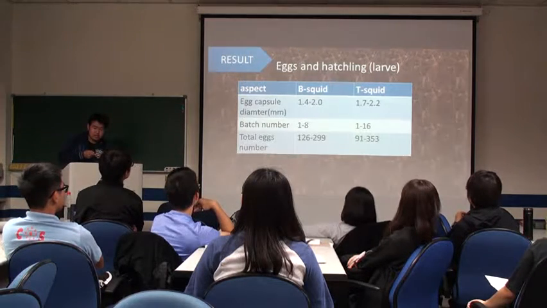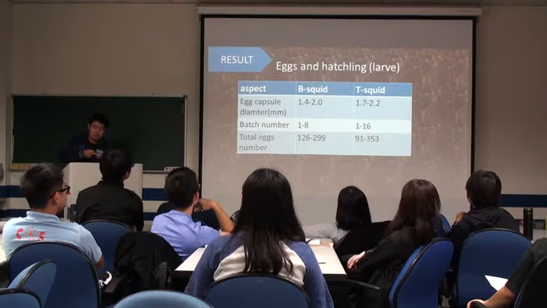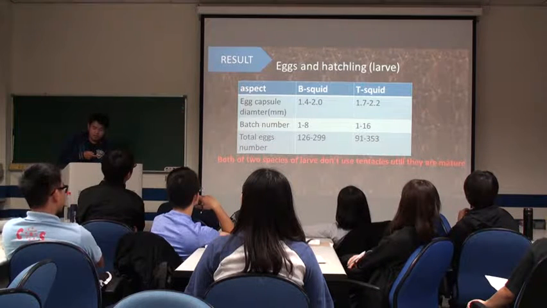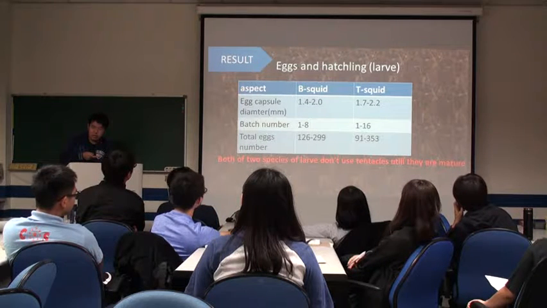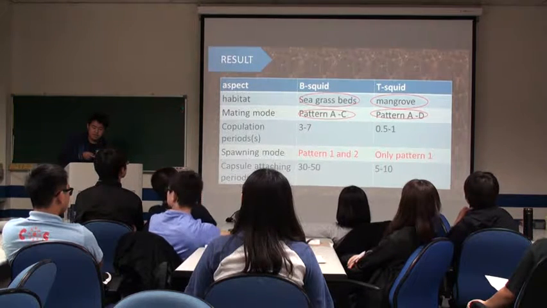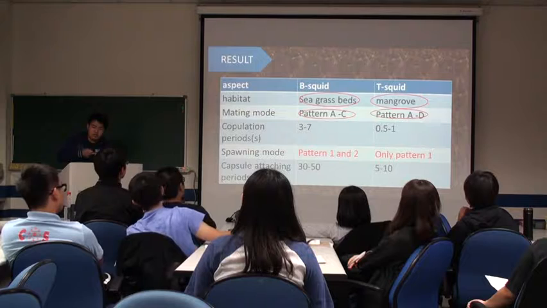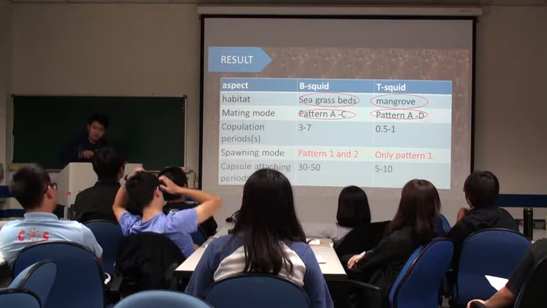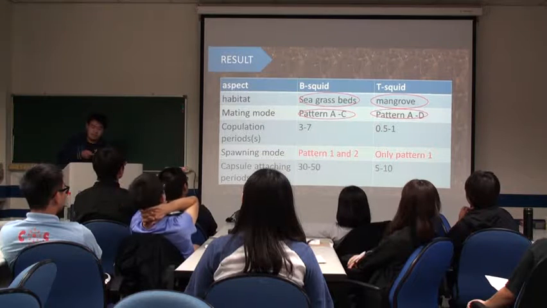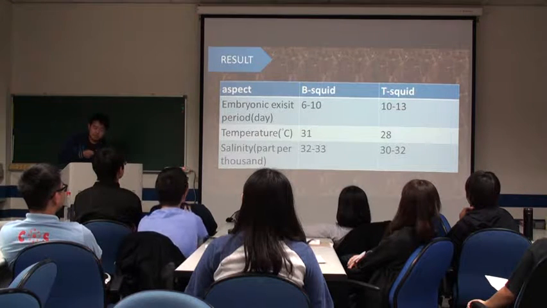So this is the eggs and hatching of it. This is the larvae condition. Both species of larvae don't use tentacles until they are mature. So we can see the B squid and the T squid. Even though their habitats are not the same, their mating modes and spawning modes are very similar.